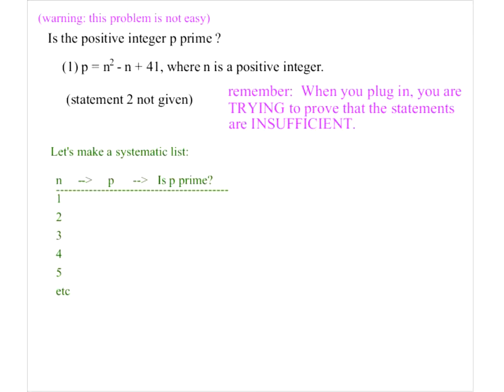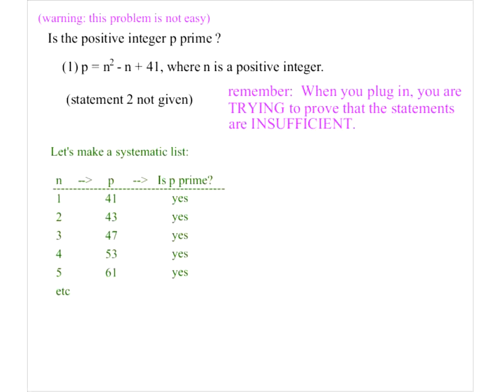If n is 1, then p is going to be 41. If n is 2, it's 43. If n is 3, it's 47. If n is 4, it's 53. If n is 5, it's 61. Okay, let's try these. If you try these, you'll find out that all of them are prime. Okay, if you give this a shot, that's prime, so is that, so is that, so is that, and so is that. Let's fix that.